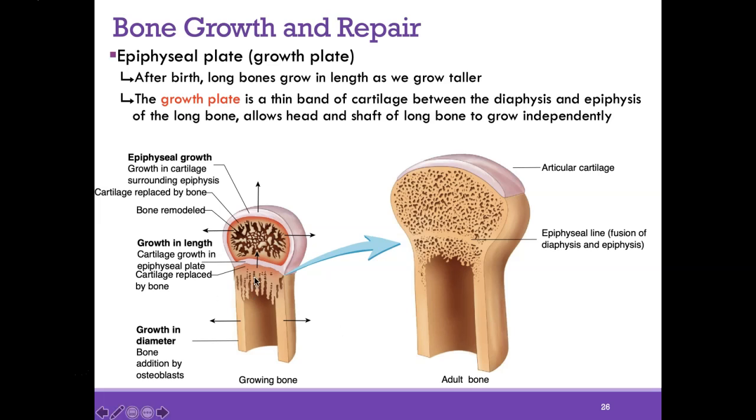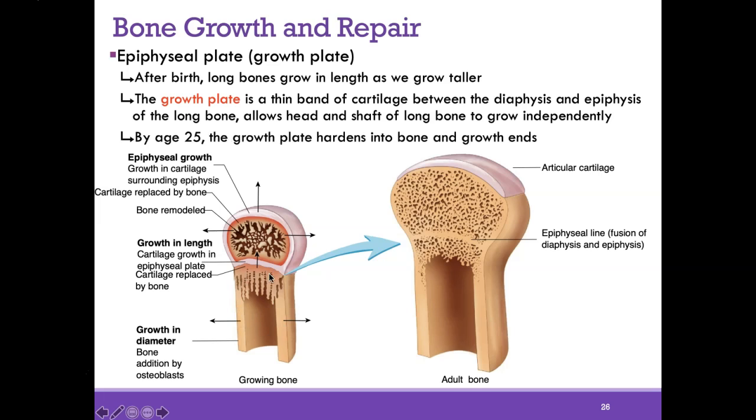So again, the way that bones grow is first it starts off as cartilage, and at this epiphyseal plate, we see cartilage grow in length. That will help us grow taller. Also, the bones can grow in diameter. Around the periosteum, bones can be built by osteoblasts, and that gets the diameter of the diaphysis bigger. So again, all is because of cartilage.